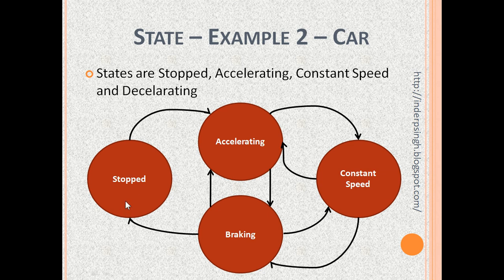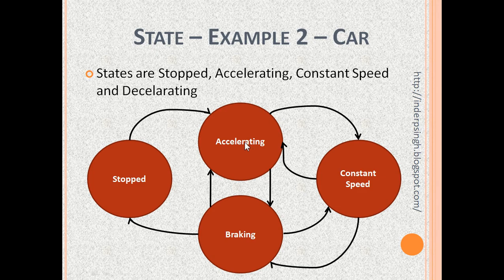So let us look at the state transition diagram here. We have the stopped state, and these arrows indicate the possible transitions from one state to another state. From the stopped state, we can just go to the accelerating state. That means if we push the gas pedal, from the stopped state the car will change into the accelerating state, which means that the speed of the car keeps on increasing.